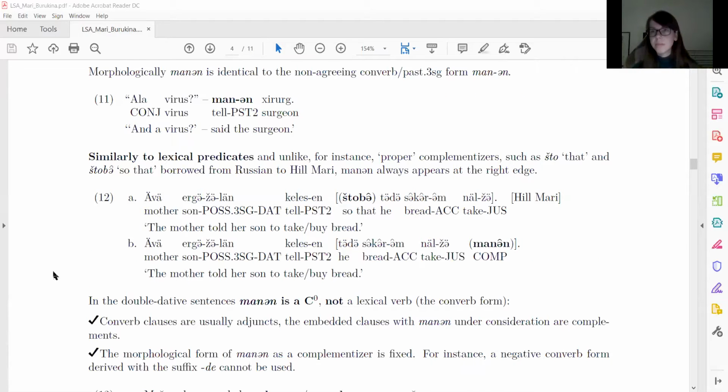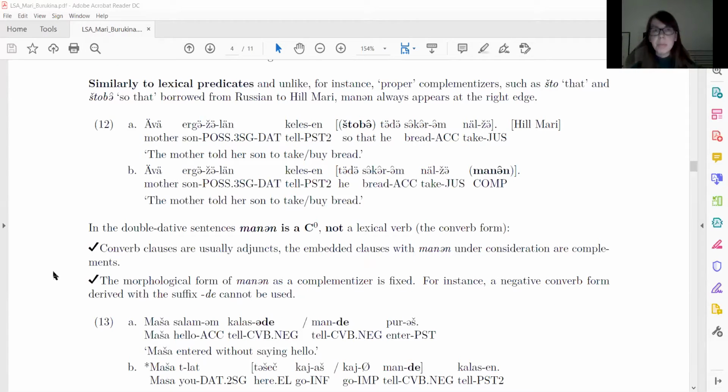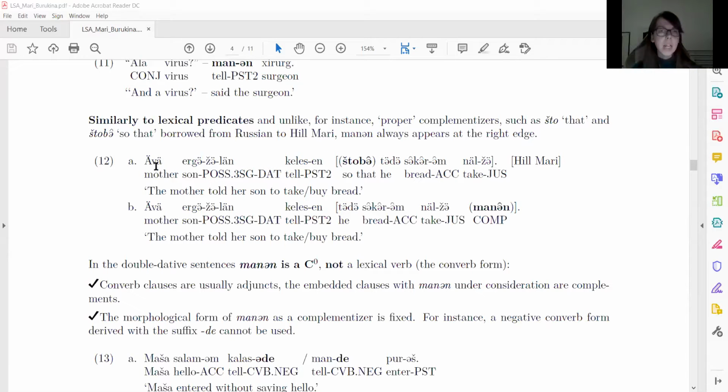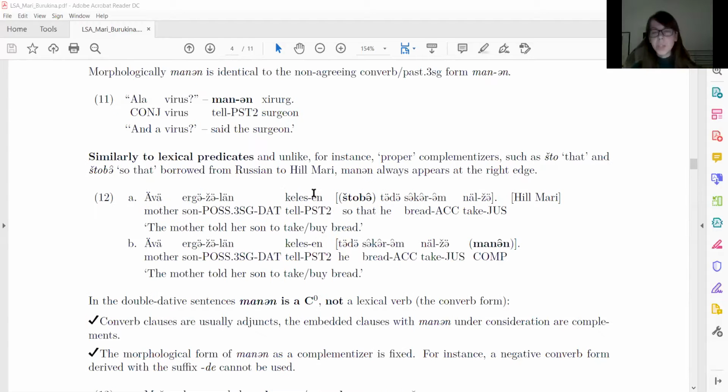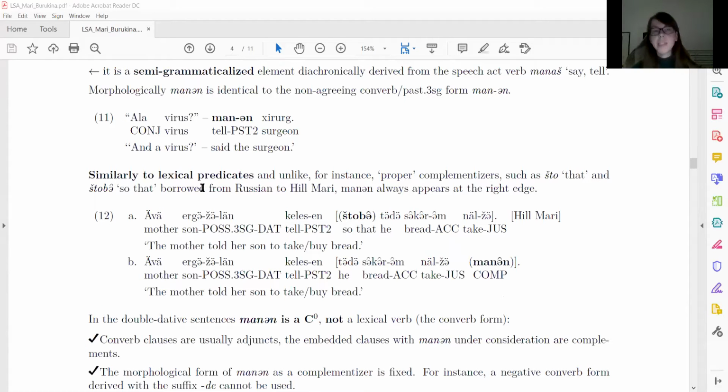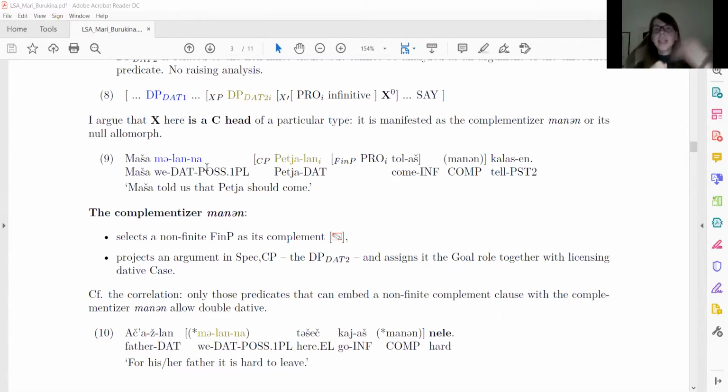is not a C head in these constructions? Maybe mannen is still a converb, right? Maybe it's still a lexical predicate. And what I'm actually saying when I say something like "Masha told us that Peter should come," I'm actually saying something like, "Masha told us something, saying for Peter to come." So maybe this is actually a converbial construction, right?